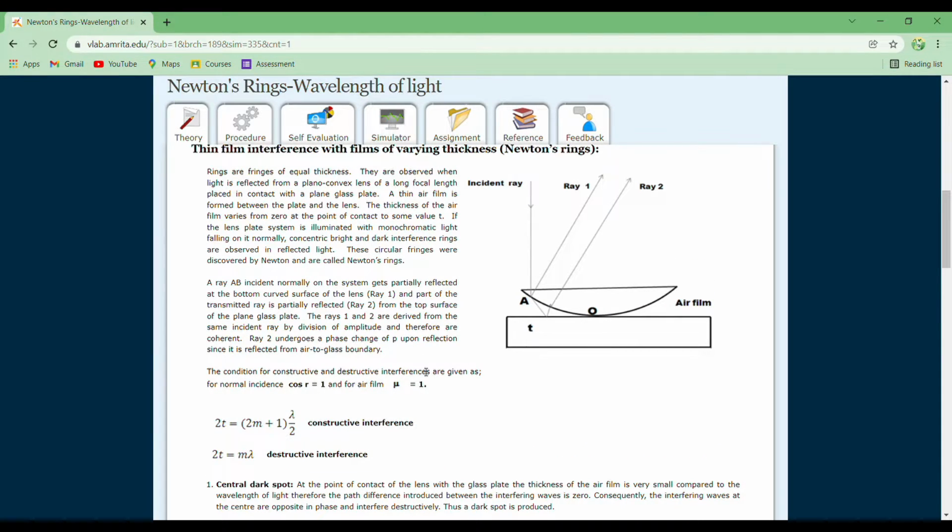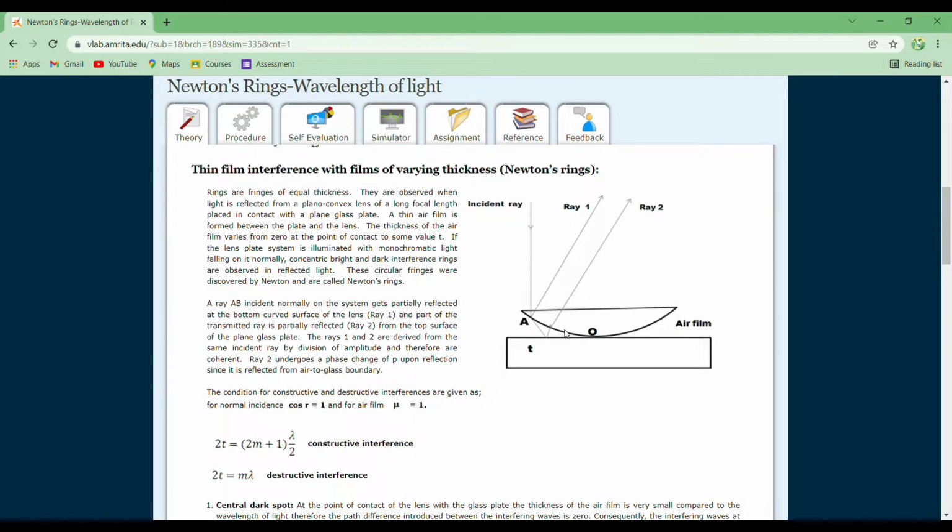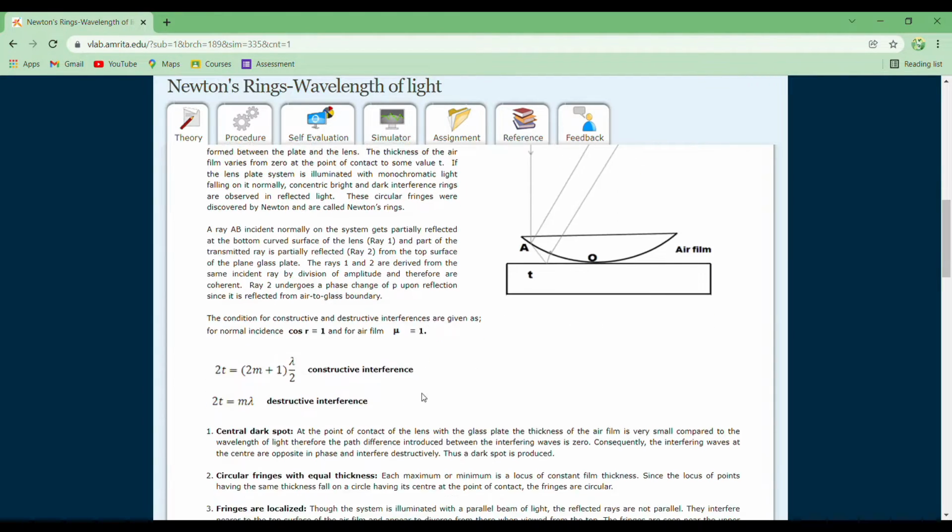Here one question arises: why are these fringes circular? The reason is that when you move from O to A, meaning from the center outward, the thickness of the thin film increases, and it remains constant at a particular circular perimeter. That's why we are getting circular fringes.